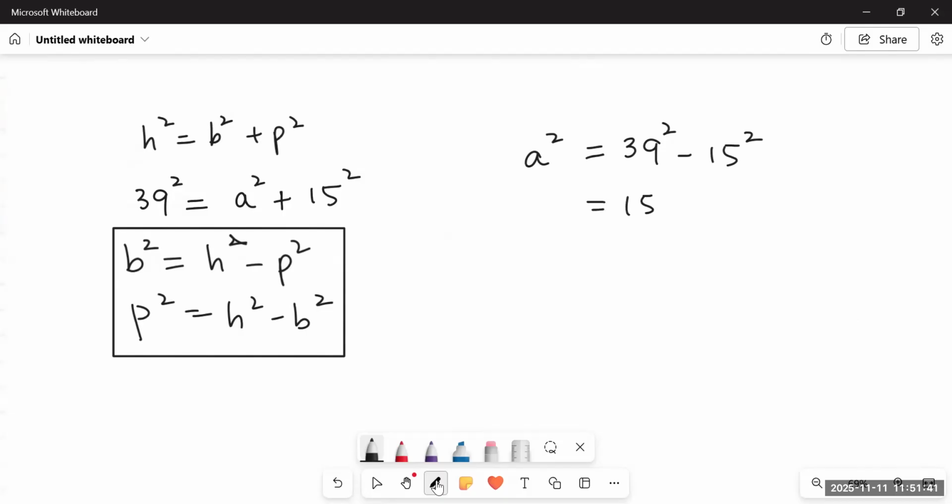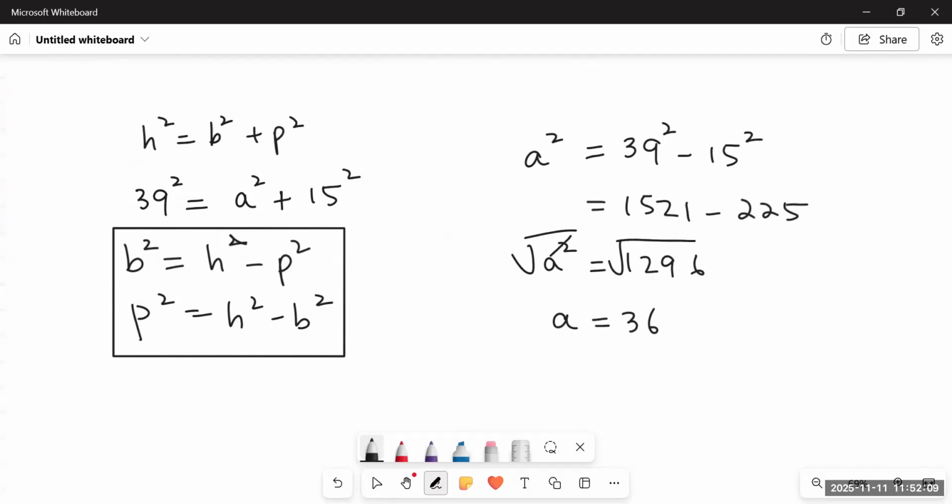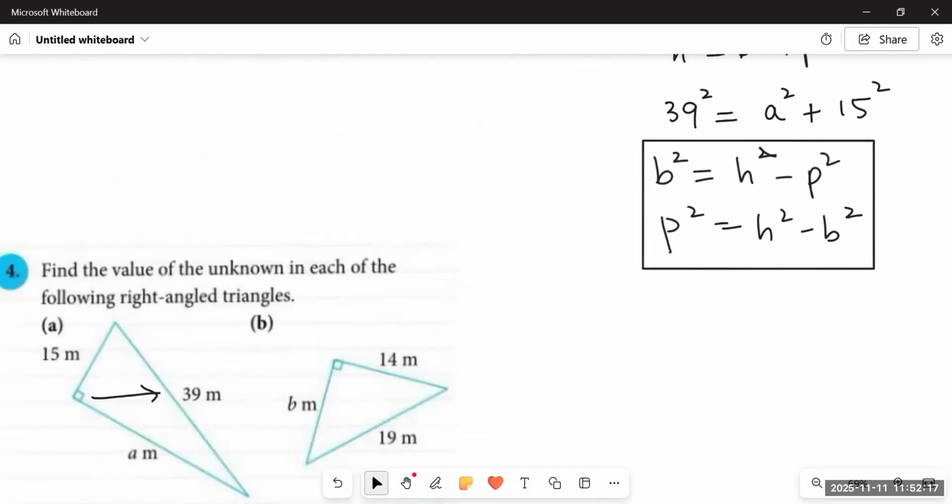1521 and that of 15 is 225. Right? So we will subtract the two and figure out what we get. It's 1296. Now let's find the square root of 1296. That's 36. It means the length of a would be 36. That's it. Same with the other parts.